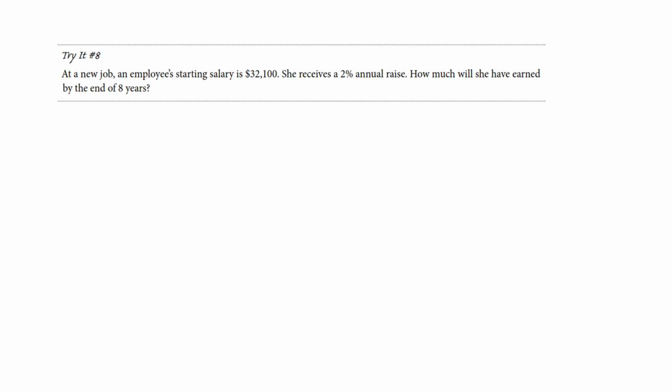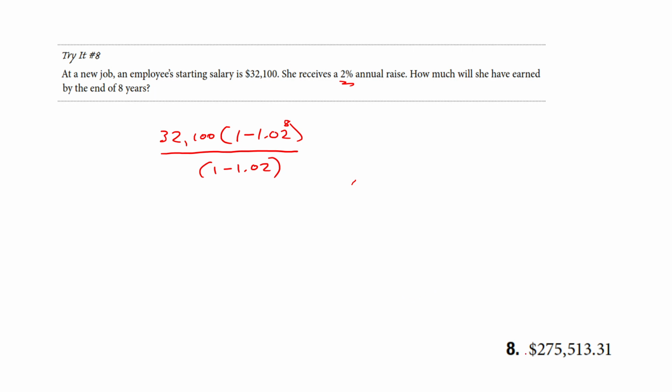Okay, let's try 1 again. So we're going to have our initial salary. Now what we're going to do, remember it's 2%, but it's got to be based off 100, or 1, so 1.02. Like your salary has to go up. If it was just 2% of your salary, it'd be going way down. We're on iteration 8 here, and then we're dividing all of that by 1 minus 1.02. Crunch that down. We get a salary of $275,513, not bad. Must be happy with that salary.